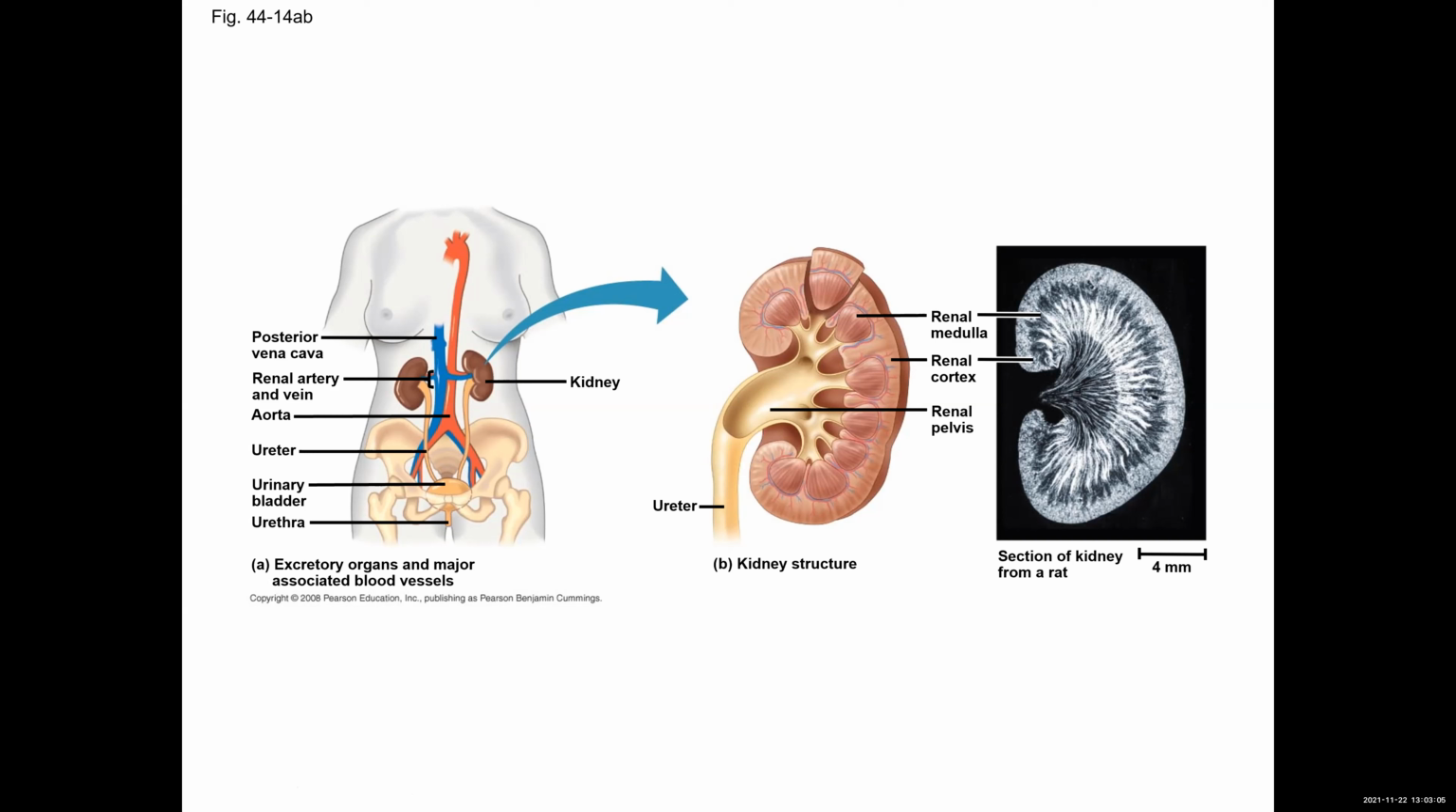We have control over when we release it and when we don't release it to the outside environment from a sphincter, just like we do for fecal matter. And then there's this tube that connects the urinary bladder to the outside world called the urethra. In female mammals, the urethra has its own separate opening. It's separate from the opening for the digestive tract, the anus. It is separate from the opening for sexual reproduction, the vagina.